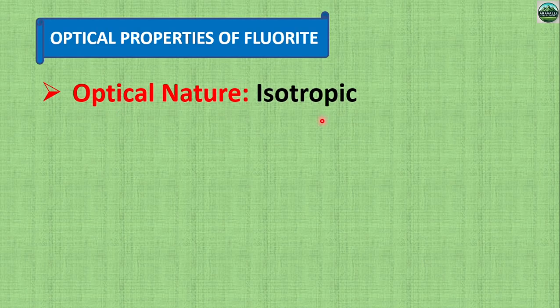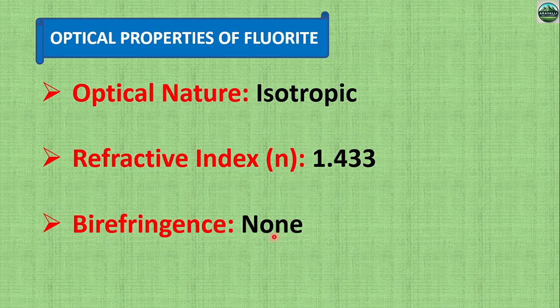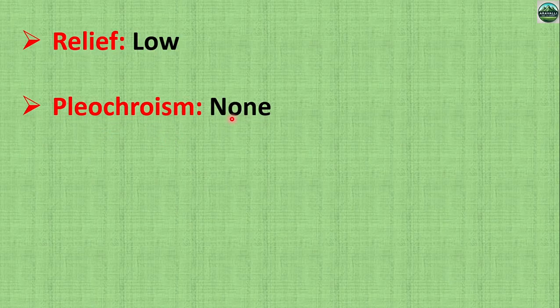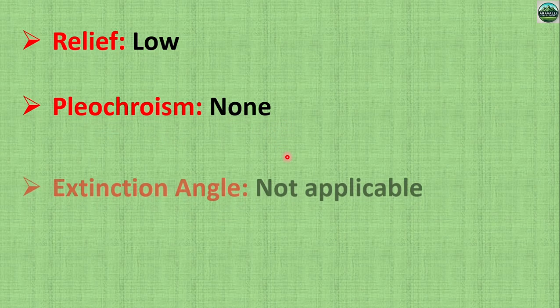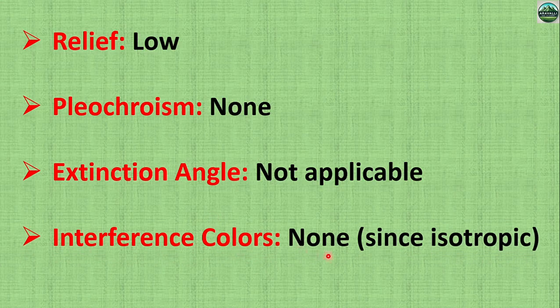Now, optical property of mineral fluorite. So optical nature is isotropic, because it crystallizes in the cubic crystal system. Refractive index of fluorite is 1.433, and birefringence is none. Okay, so remember there is no birefringence in fluorite, because it is isotropic. Relief is low, and pleochroism is none, because there is no birefringence. And extinction angle is not applicable; there is no extinction angle for isometric. Interference color is none also, since this is isotropic.